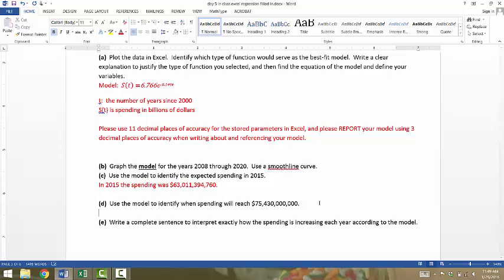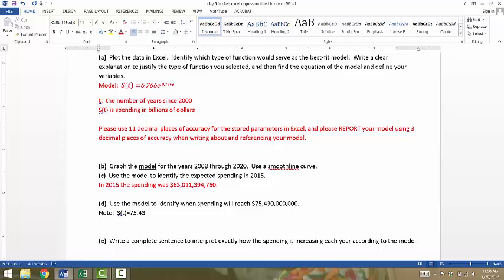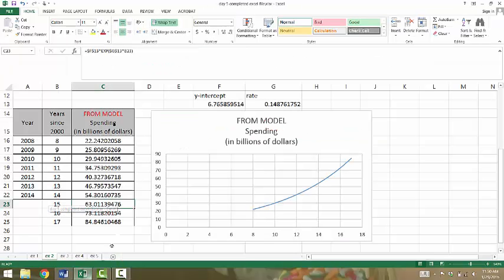Problem D says use the model to identify when the spending will reach 75,430,000,000. So first note, that would mean our S of t value is 75.43. I need to use Excel to have it identify when the function reaches a height of 75.43, when it has an output of 75.43. So I'm going to come back here to my input-output table. I see that it's going to happen somewhere between year 16 and 17. I'm going to put my cursor in one of those cells and use Solver. So I click on that Solver button.